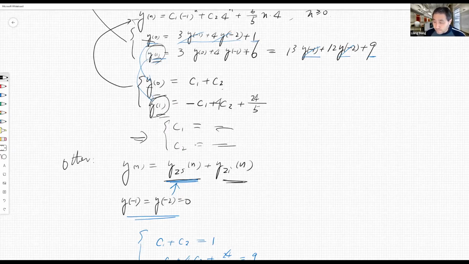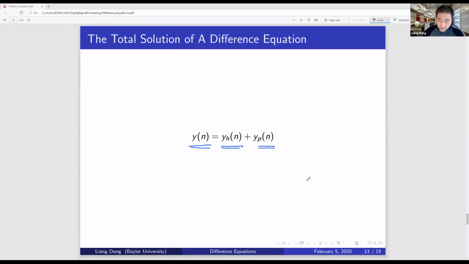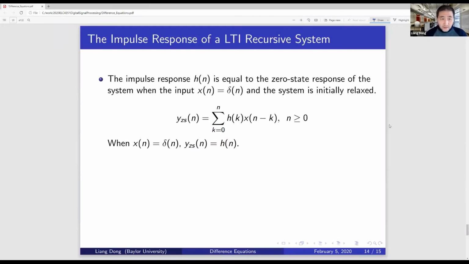Last part of this is we have already solved for the difference equation. We can solve for a system, and then how do I use that to explain the impulse response of a linear time invariant system? So if I have the impulse response Hn, it is equal to the zero state response of the system when the input x is a delta function and the system is initially relaxed. System is initially relaxed, that's the same thing as zero state.